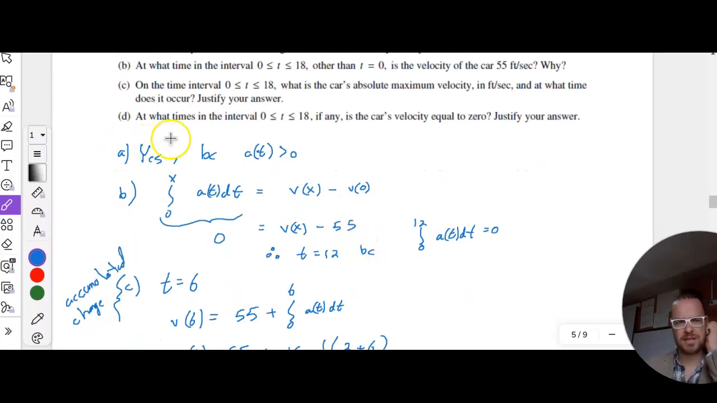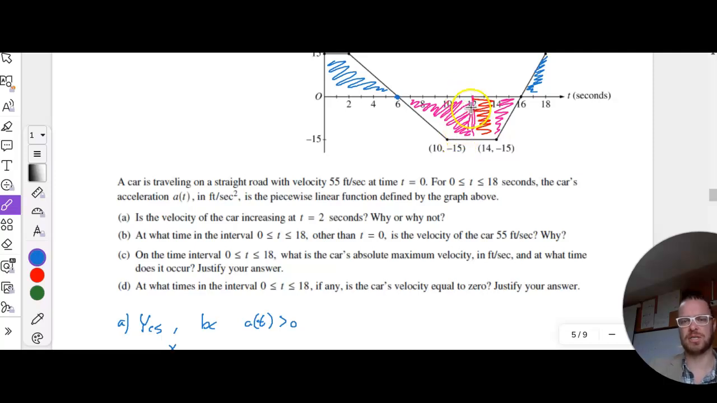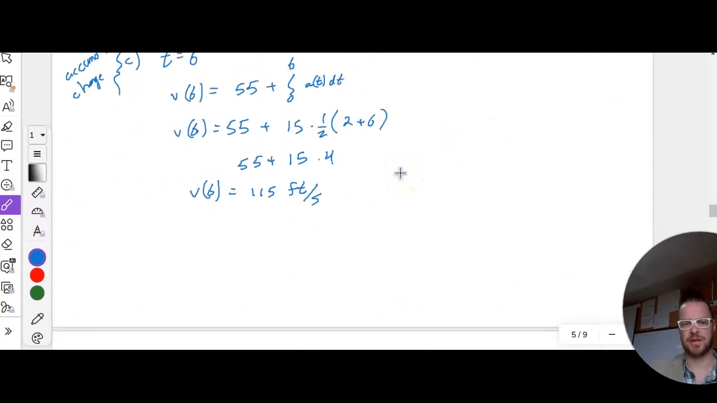At what times in the interval from 0 to 18, if any, is the car's velocity equal to 0? And then justify our answer. So in this case, we already know that what happened at 12 was when we got back to our original, not back to 0, but back to 55 feet per second. So essentially what we need to set up for this one is to determine if anywhere from 12 to 18 will become negative 45.